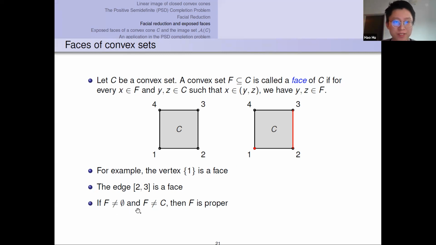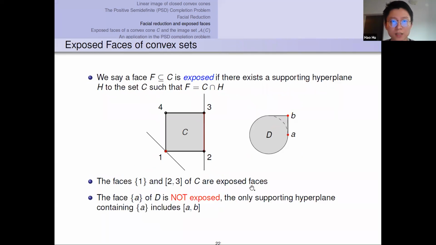The empty set and the convex set C itself are clearly faces of C, and in that case it's not proper. Otherwise we call F a proper face. So the face is definitely something about the boundary of the convex set. The next question is, what is an exposed face?